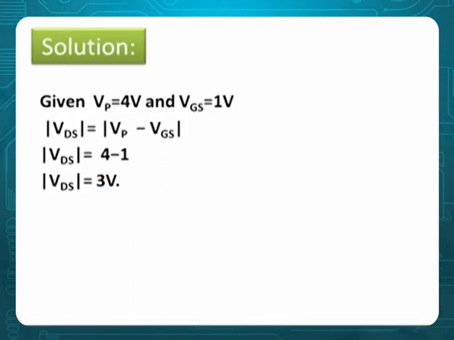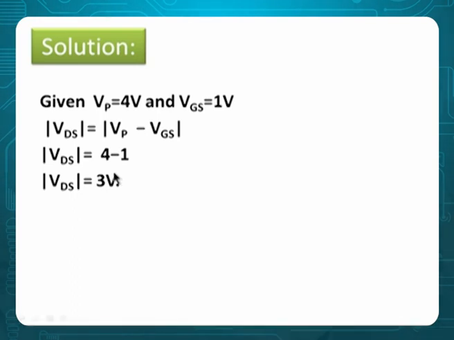This problem is basically to understand the link between VP and VGS and VDS. VDS is equal to VP if VGS is 0. If VGS is 1, we need to substitute there. So VDS is equal to VP minus VGS. VP is given as 4 and VGS is given as 1, therefore it is 3. So the option is 3 volts.